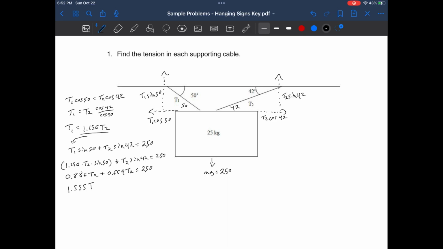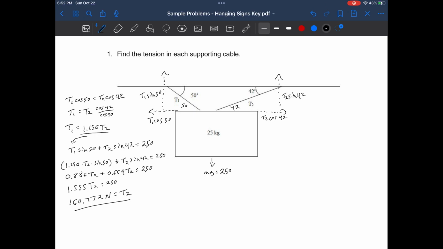This is mostly doing algebra, maybe algebra 1, maybe algebra 2. I'm going to divide the 1.555 to the other side, so then I've solved for T2 with an actual number. And I get 160.772 newtons. Again, depending on how many decimal places you carried when you rounded off, you might have a little bit different value, but it should be fairly close.